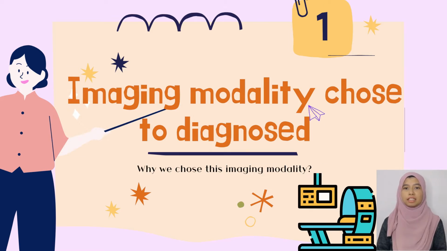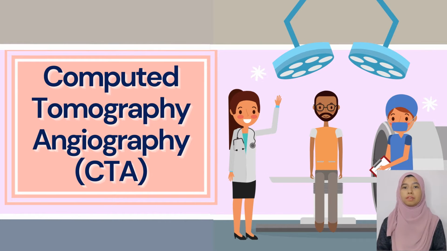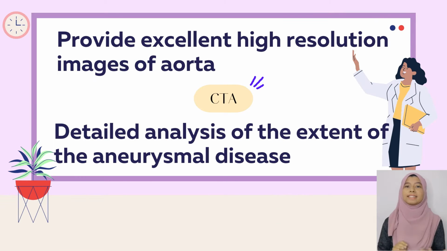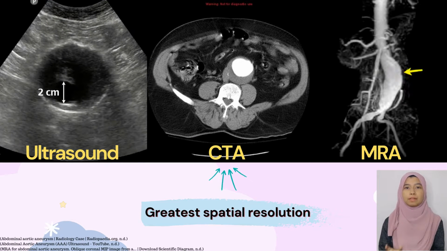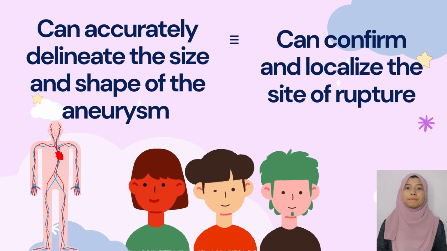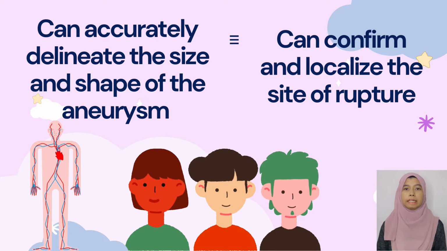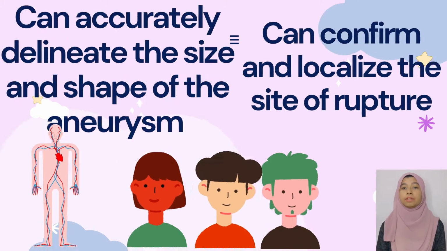The imaging modality chosen to diagnose this pathology is computed tomography angiography, which is CTA. CTA also provides excellent high-resolution image of the aorta to be able to diagnose them in such a fast manner. As you can see, the comparison between these three images from these different imaging modalities showing the greatest spatial resolution in CTA. Besides, CTA can accurately delineate the size and shape of the aneurysm.